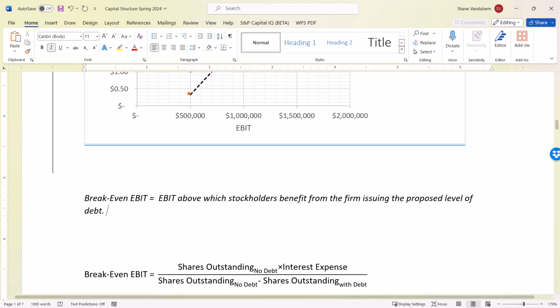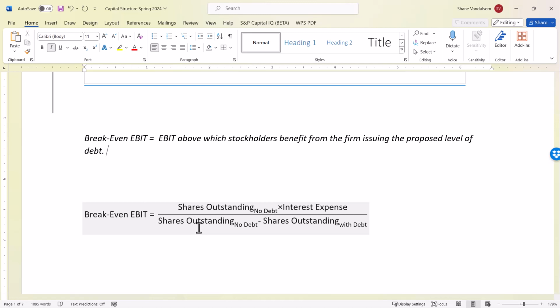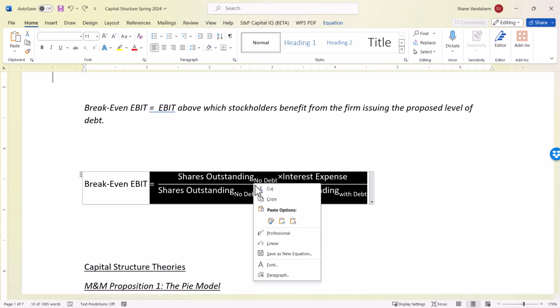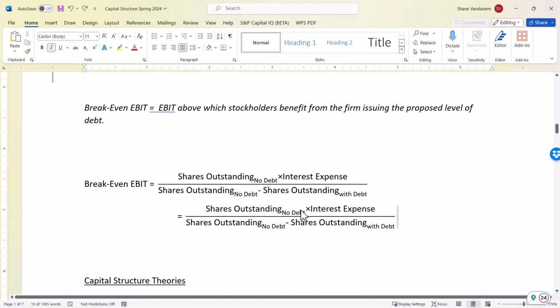So the equation looks like this. There's shares outstanding when no debt has been taken out, multiplied by the interest expense of the amount of proposed debt, divided by the shares outstanding with no debt minus the shares outstanding with debt. This denominator is actually equal to the number of shares that will be repurchased with that debt. So using this equation, we can calculate the break-even EBIT. The shares outstanding with no debt were 500,000 shares.